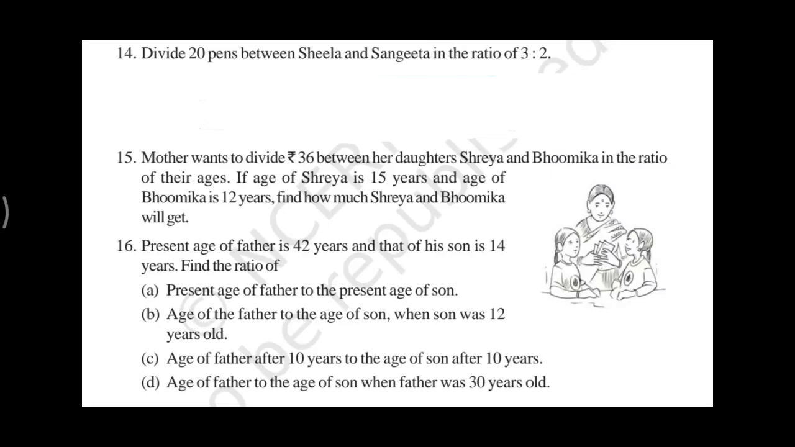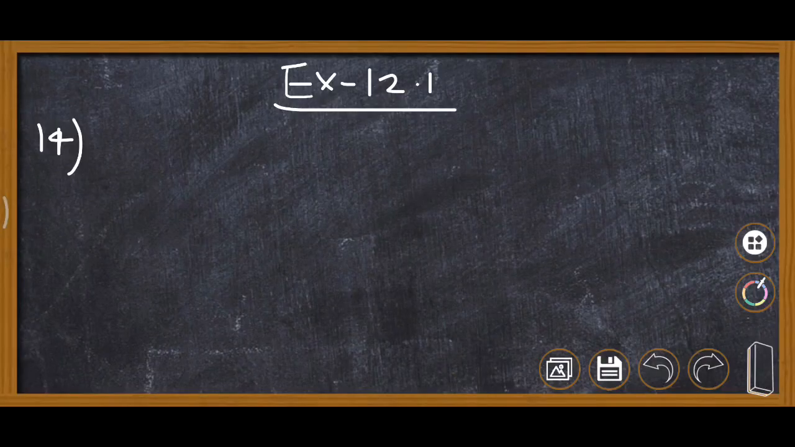We are doing exercise 12.1, question number 14. Divide 20 pens between Sheila and Sangeeta in the ratio of 3:2. Now let's do it.